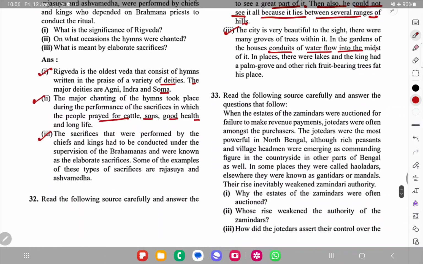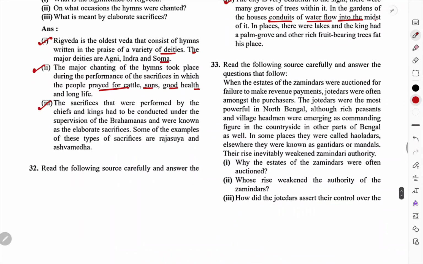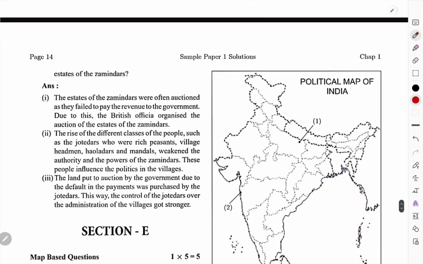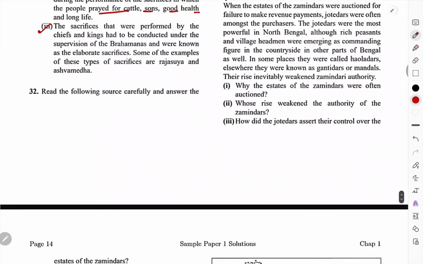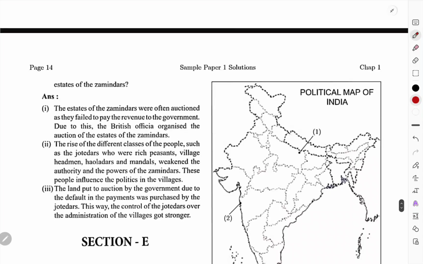Question number 33. You have to just read this passage and answer the questions that follow. For the answer, first we have to see the question. Why were the estates of Zamindars often auctioned? The estates of Zamindars were often auctioned as they failed to pay the revenue to the government. Due to this, the British officials organized the auction of the estates of Zamindars.